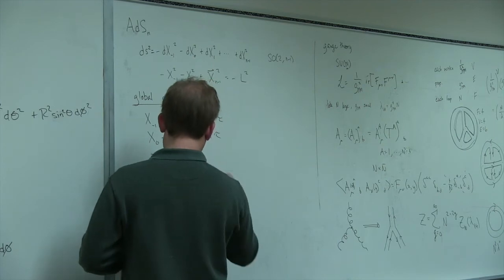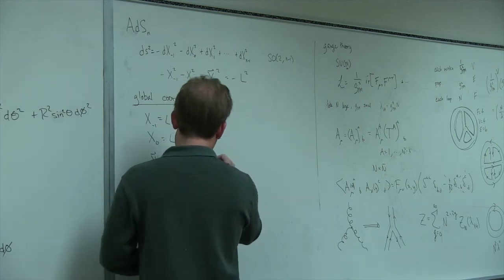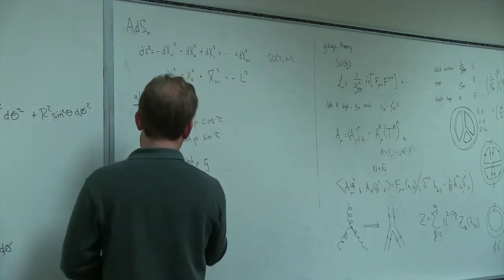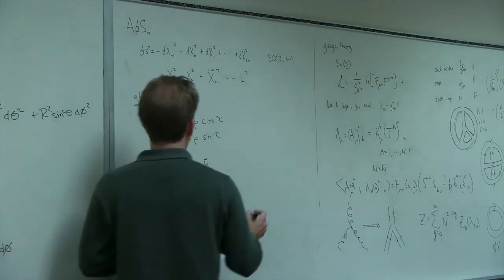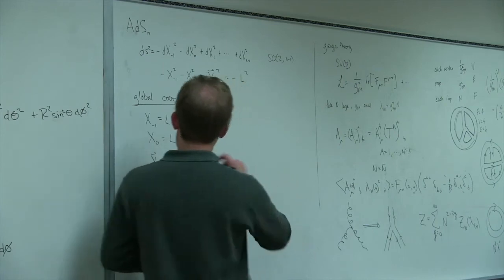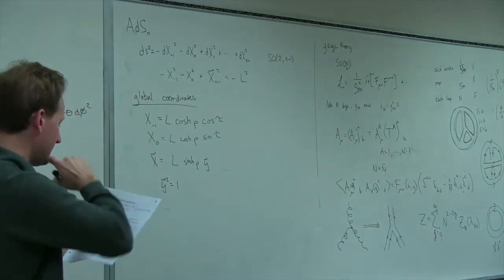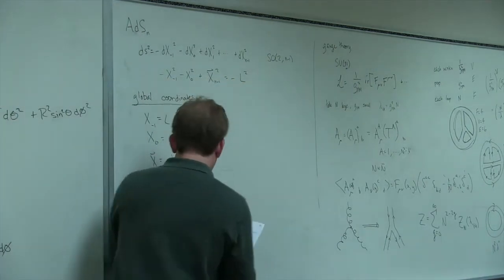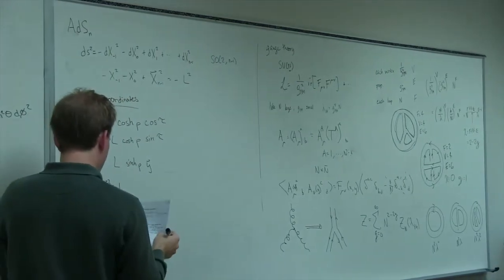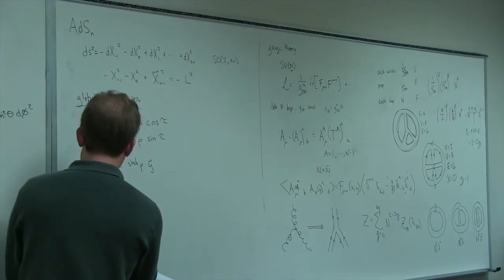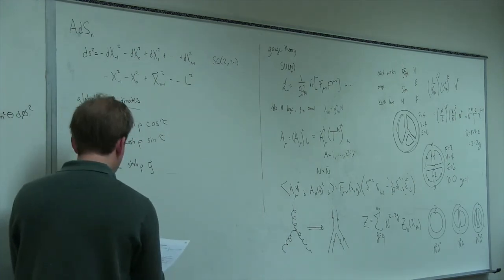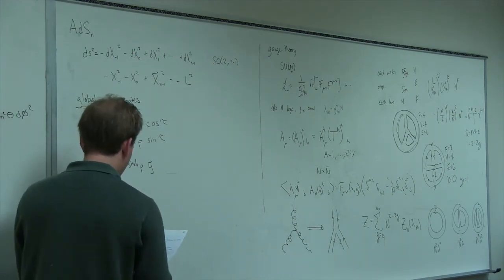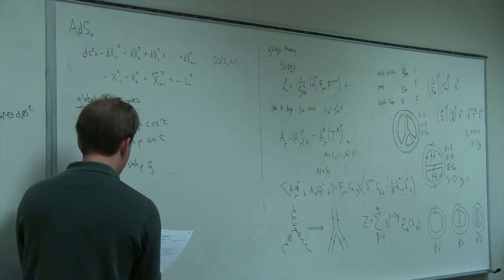sinh rho, and then some vector y, which will be some coordinate on a unit sphere. So y squared equals 1. I'll come back to that. Okay, in the interest of time, I'll spare you the details. But you just go through exactly what we just did to find the S2 metric.